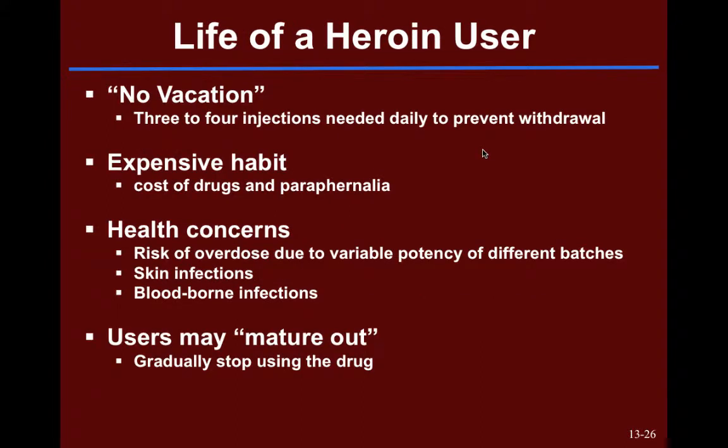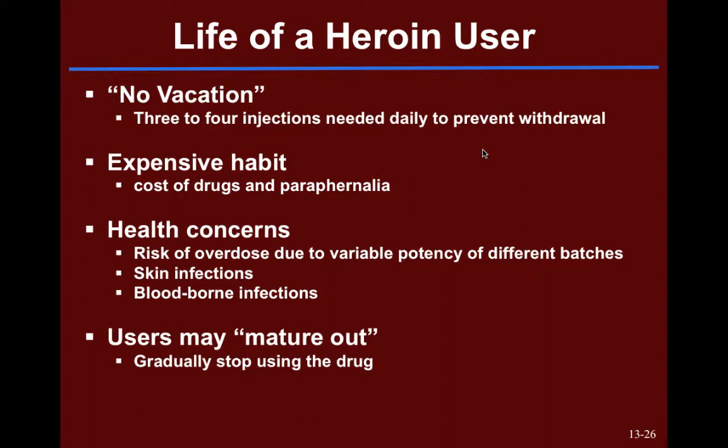If we look at what it actually looks like to be a heroin user, so we're here specifically talking about heroin. The folks who are dependent on heroin need 3 to 4 injections every day to prevent withdrawal. It is a very expensive habit. The cost of the drug itself remains quite high, and it can be difficult to determine what the size of that injection should actually look like. So we've also got different purity in different batches, and they've got the risk of those skin infections and bloodborne infections. And because of these challenges, we do see people who are able to gradually stop using the drug.